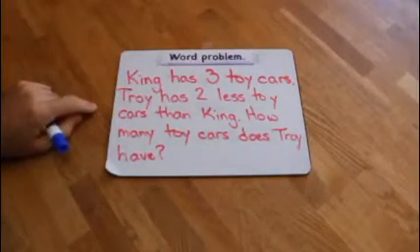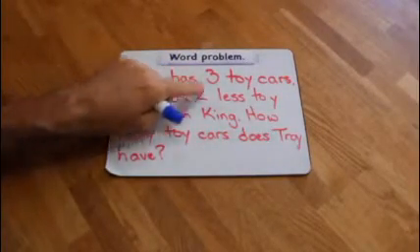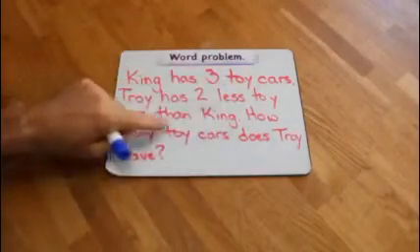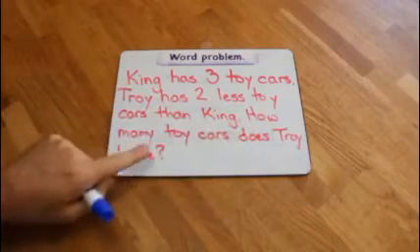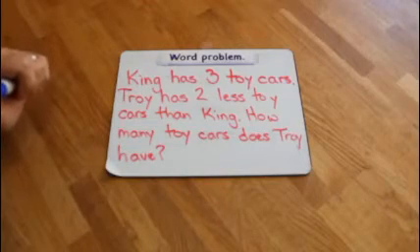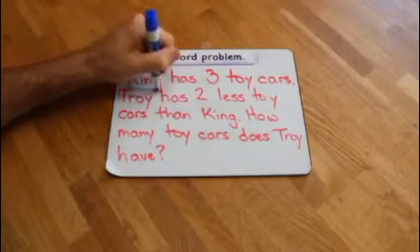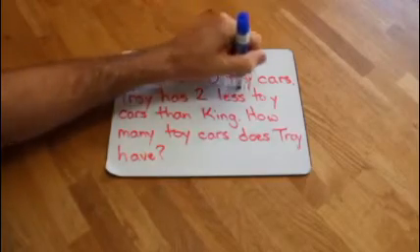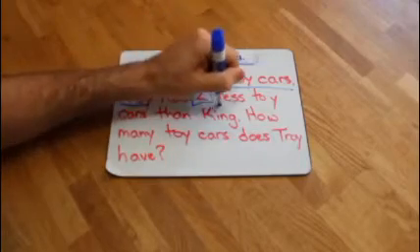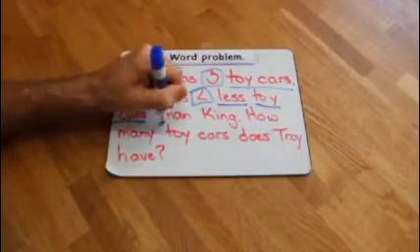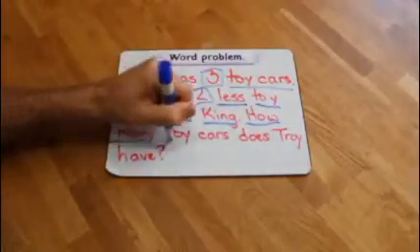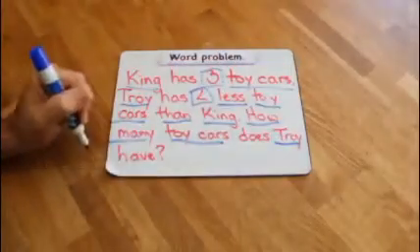Word problem. Here we go, you guys. King has 3 toy cars. Troy has 2 less toy cars than King. How many toy cars does Troy have? Okay, I know you guys are doing your mental math, but let's get our information. King has 3 toy cars. Troy has 2 less toy cars than King. Okay, we got to know that. How many toy cars does Troy have?